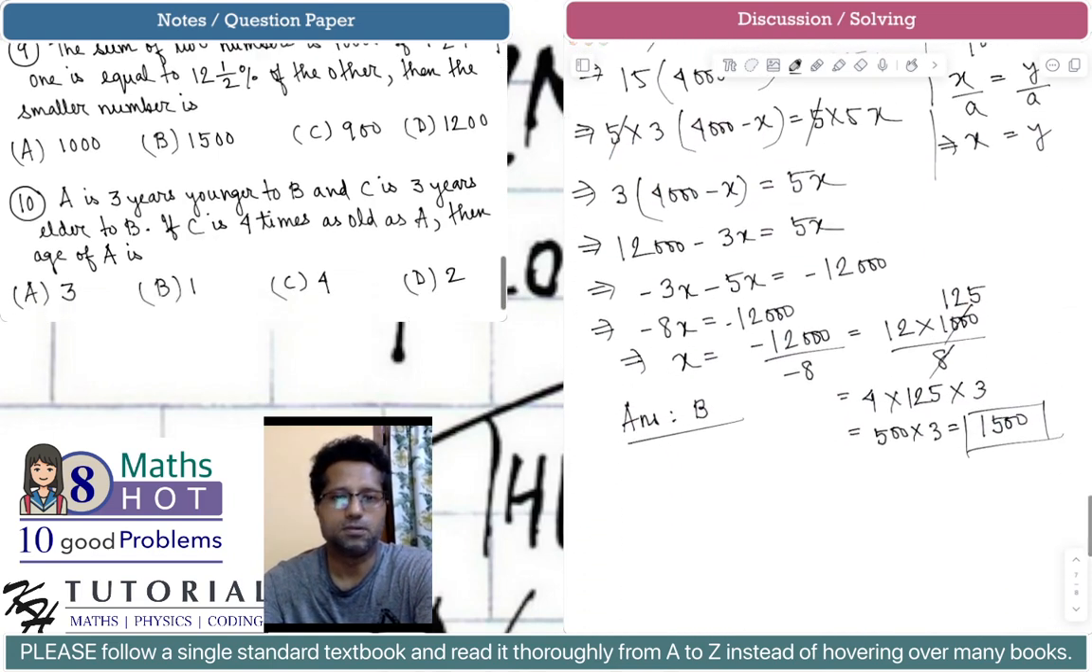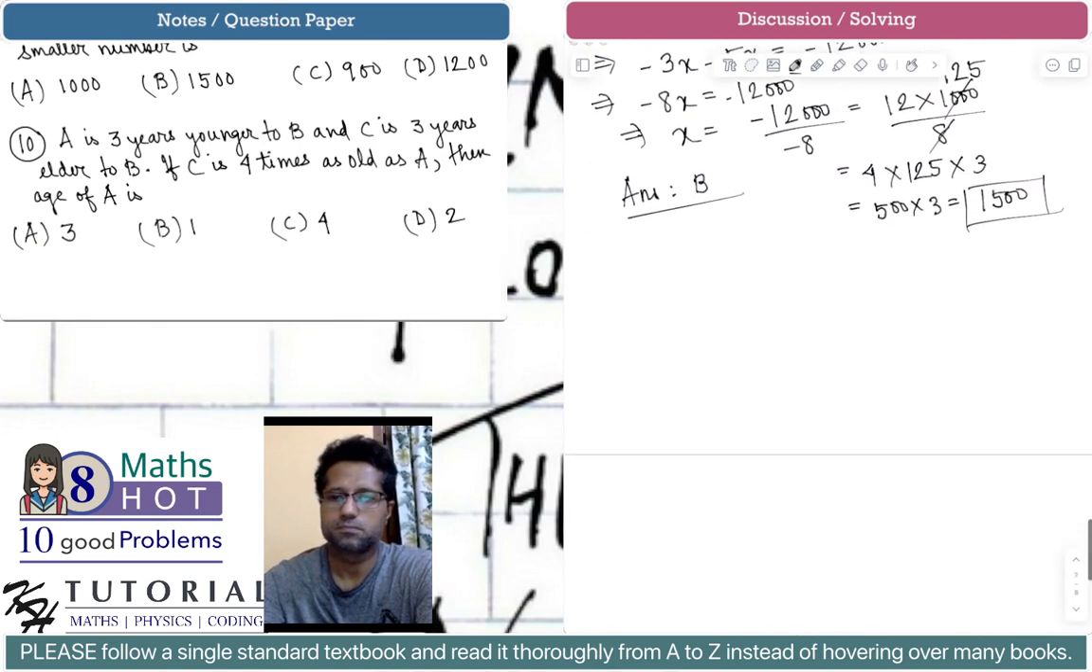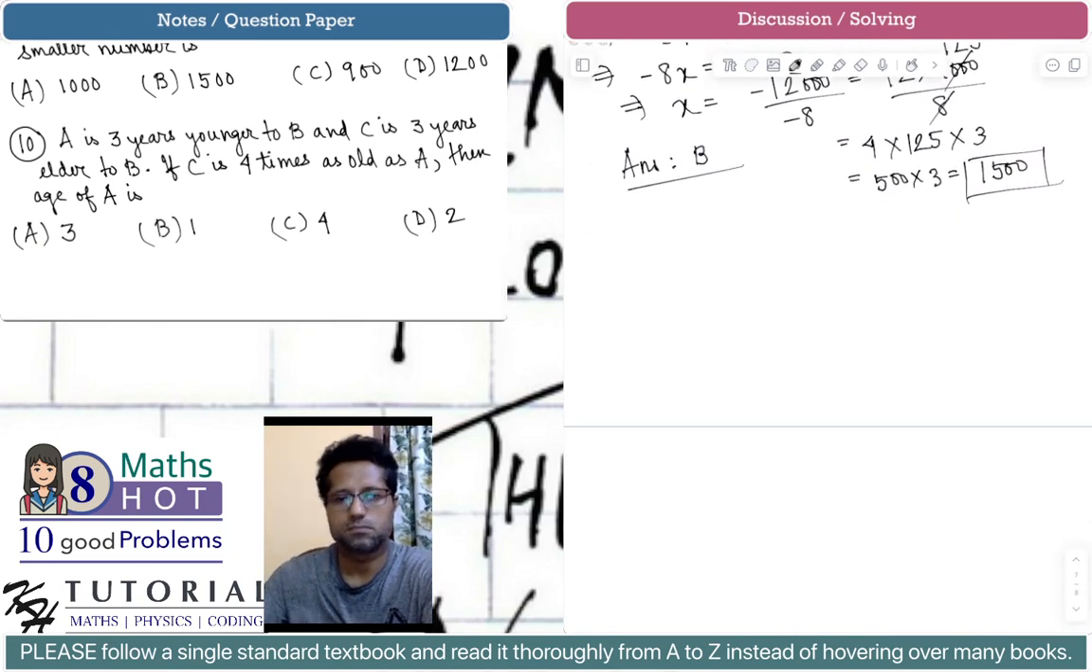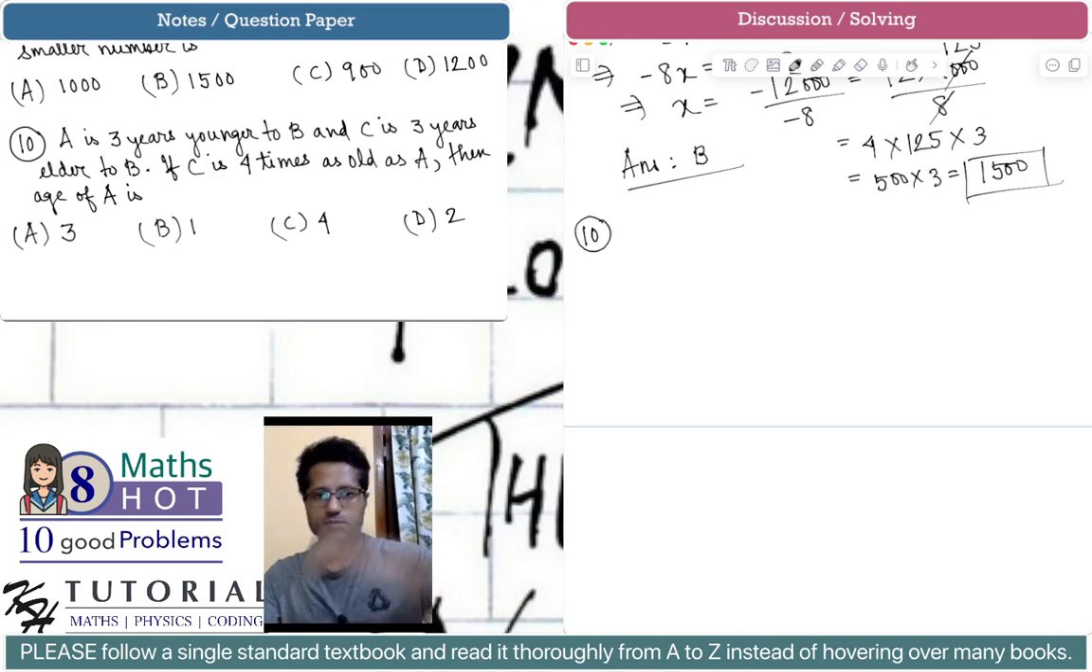Okay, let's do the last problem. A is 3 years younger to B and C is 3 years elder to B. If C is 4 times as old as A, then age of A is.